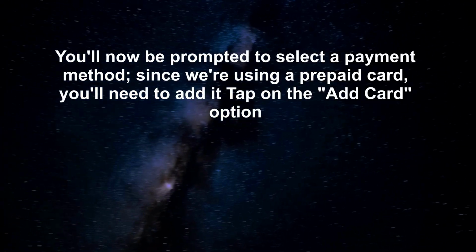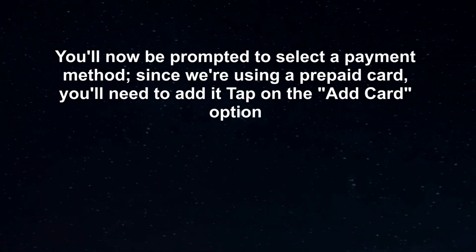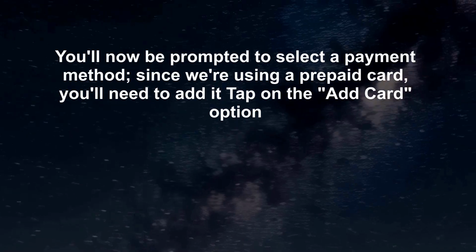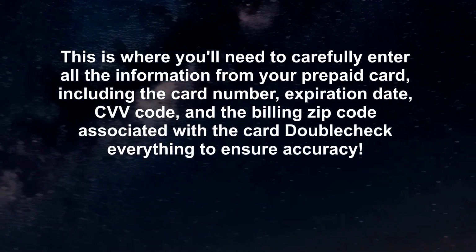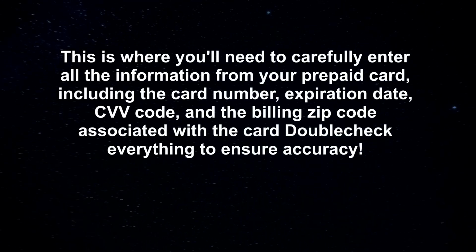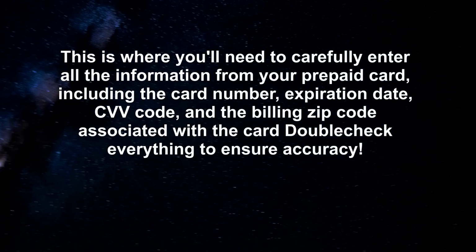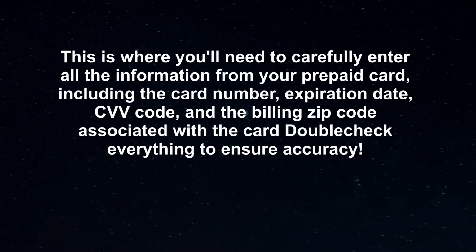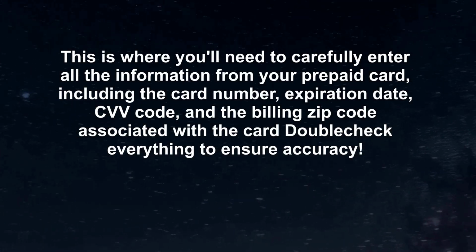You'll now be prompted to select a payment method. Since we're using a prepaid card, you'll need to add it. Tap on the Add Card option. This is where you'll need to carefully enter all the information from your prepaid card, including the card number, expiration date, CVV code, and the billing zip code associated with the card. Double-check everything to ensure accuracy.